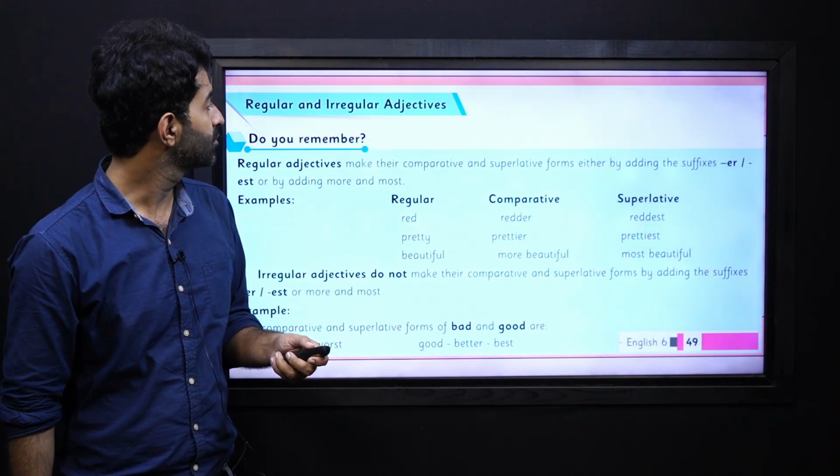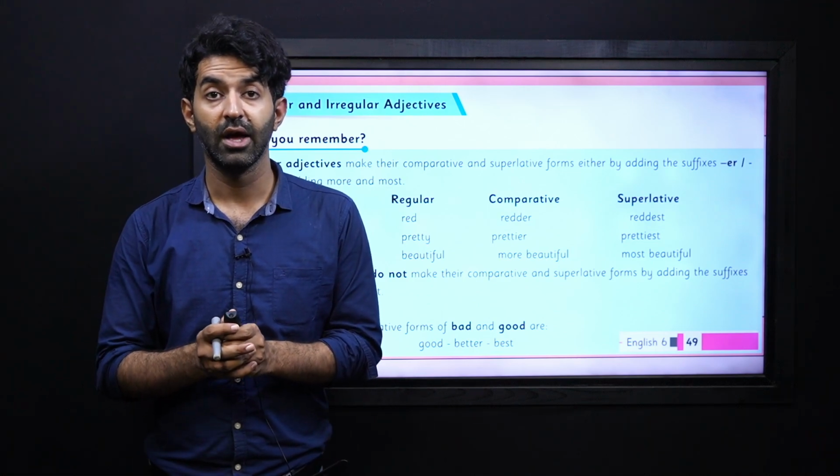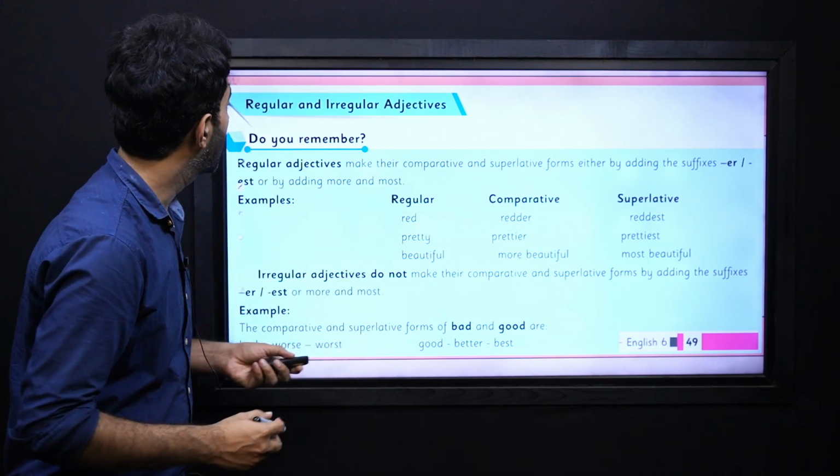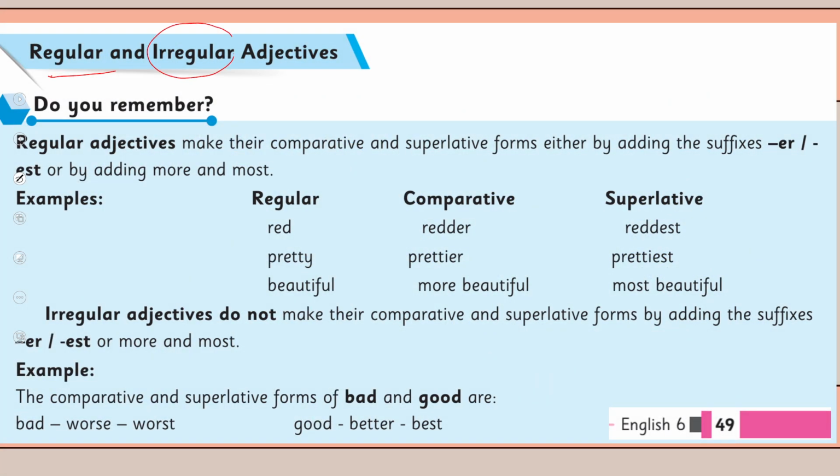Now let's move on. So I hope that you are done with the brainstorming session. You have submitted your answers to the teacher and discussed with your fellows. Let's talk about regular and irregular adjectives. So if you remember, students, regular adjectives make their comparative and superlative forms or degrees either by adding the suffixes. Suffixes are words that we add at the end of the word. Either we add er or est, or we can also make it by adding words like more and most.